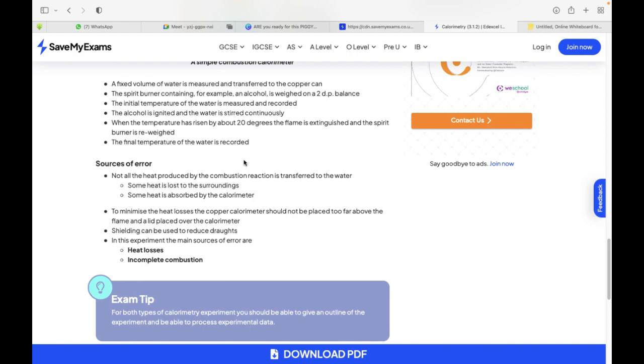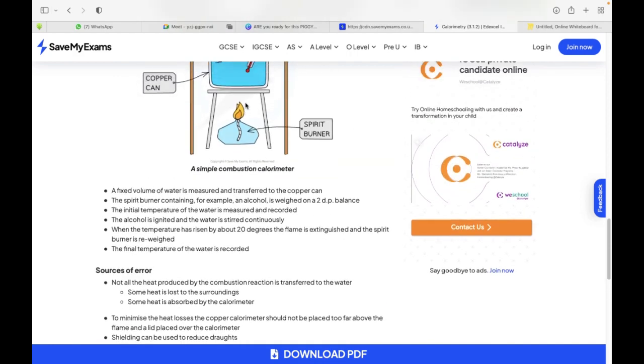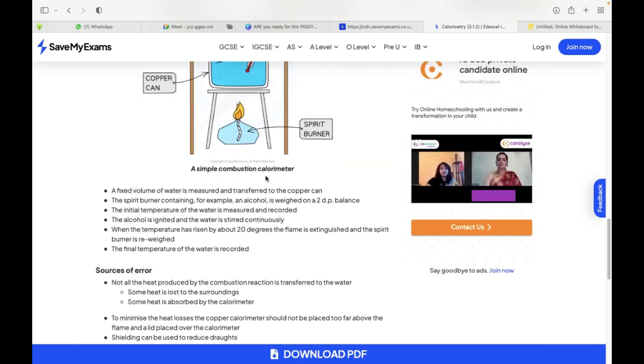One of the sources of error is that not all the heat produced by the combustion reaction is transferred to the water. Yes, not all the heat goes here. Some will come out from here, right? Some of the heat energy can come out from this place. So that's one of the sources of error. Not all the heat.